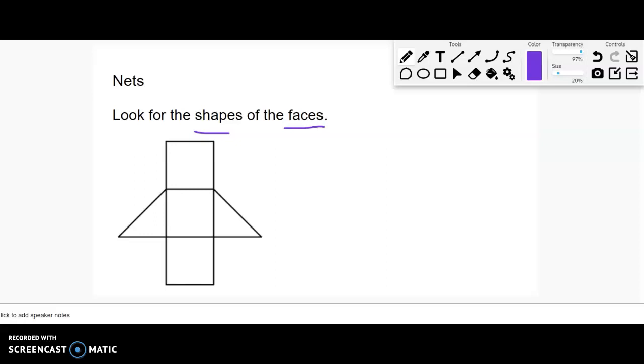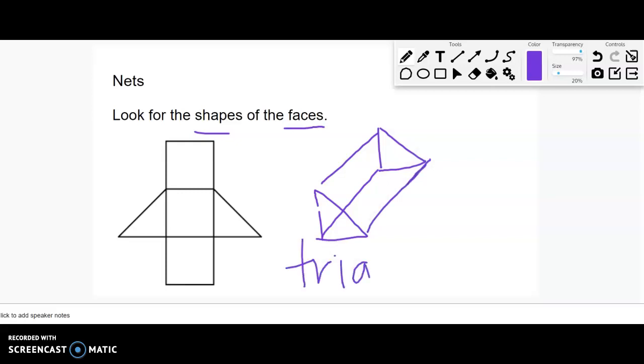As much as you can, imagine what it would fold up to be. I know it's hard to imagine, but sometimes it doesn't always work. The ones I'm giving you do work, but just be aware that some arrangements don't always make the 3D shape. So think, okay, what shape has two triangles with rectangles in between? It is a triangular prism.